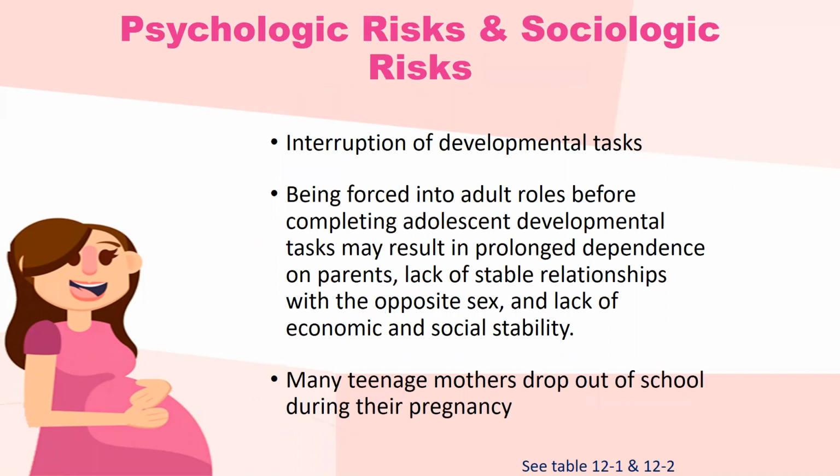The major psychological risk to the pregnant adolescent is the interruption of her developmental task. Adding the task of pregnancy to her own developmental task creates a huge amount of psychological work, the completion of which will affect the adolescent and her newborn's futures. Fewer than 2% of teenagers who give birth before age 18 obtain a college degree by the age of 30. Many teenage moms drop out of school entirely during their pregnancy.